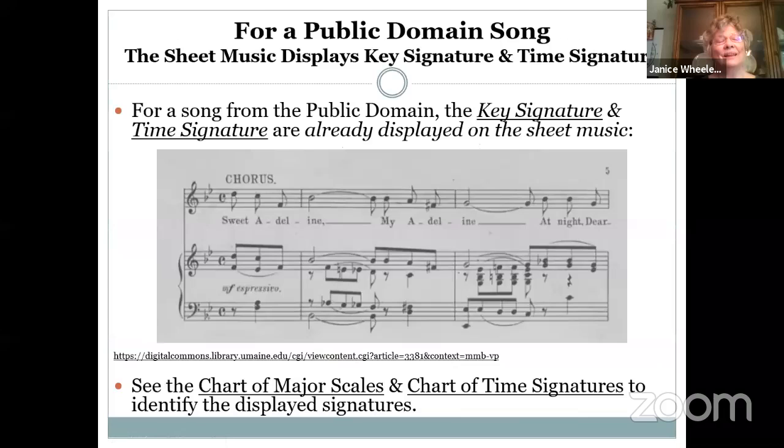If you happen to choose a public domain song instead of creating your own melody, you'll notice on the public domain sheet music that you found that there's a key signature and a time signature already displayed. Here's an example for the song Sweet Adeline. Notice that right after the treble clef sign, there's a key signature and a time signature. You can figure out what those mean by referring to the chart of major scales and the chart of time signatures that we've included in our presentation.